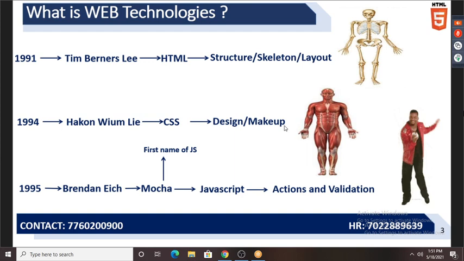That is the reason we are also teaching in JSPiders HTML, CSS, JavaScript, not WordPress and Drupal and all those things. Clear? Tejas.